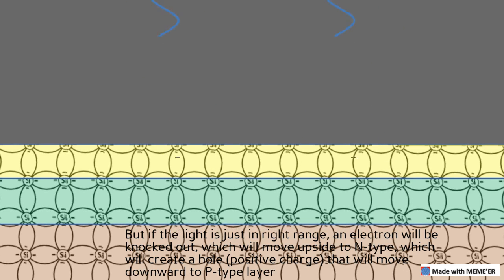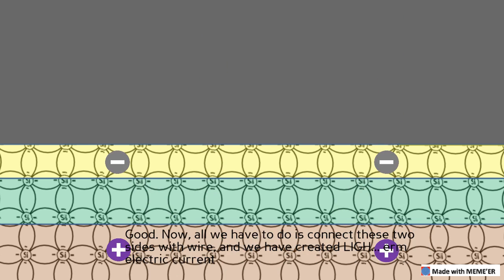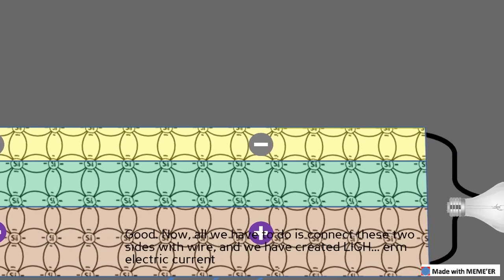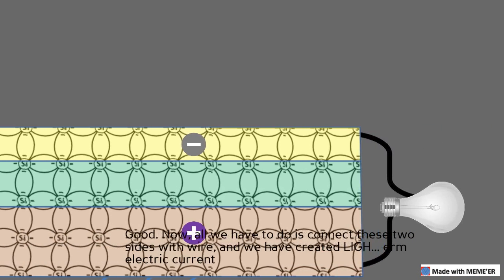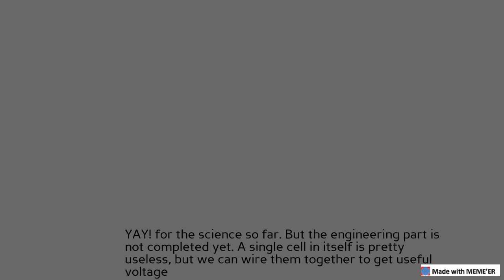But if the light is just in the right range, an electron will be knocked out, which will move upward to the N-type, which will create a hole, meaning a positive charge, that will move downward to the P-type layer. Now we have upper layers with electrons and lower layers with holes. In other words, a charge differential. Good. Now all we have to do is connect these two sides, the N layer and P layer, with a wire, and we have created electric current.